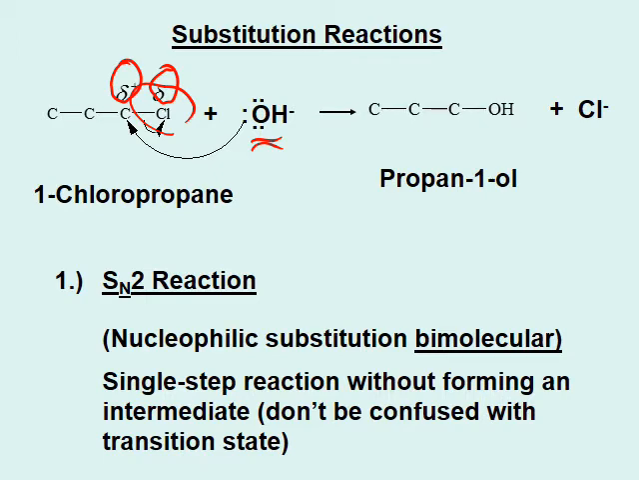And that's how you get a substitution reaction. Now there are two types of substitution reaction. One is called SN2 reaction, or nucleophilic substitution bimolecular. It's a single step reaction in which there is no intermediate formed. In other words, no carbocation is formed. As OH minus approaches carbon, in this particular case, Cl gradually gets out. When OH minus is completely attached to C, Cl would be completely out. So both of these happen at the same time, for which we call it a single step reaction.